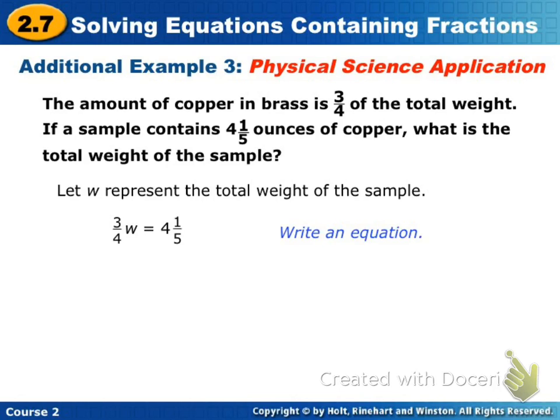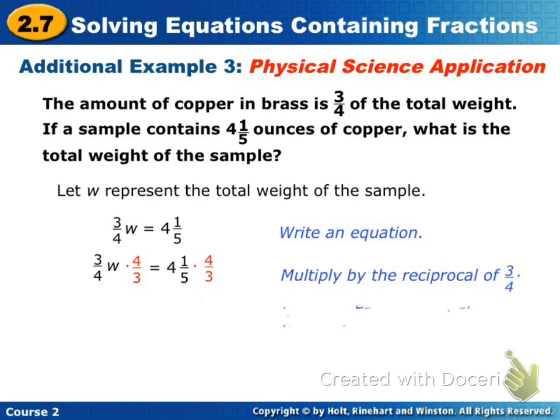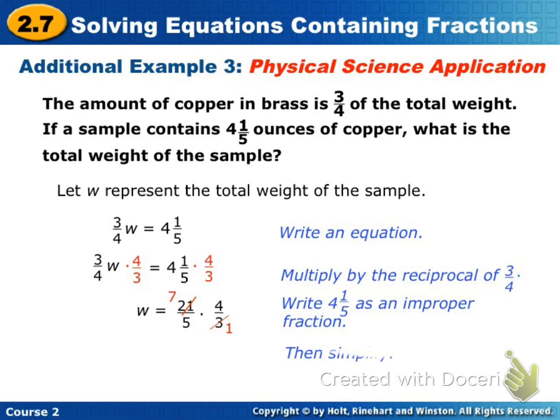So when you have a mixed number in a problem like this, remember you're going to want to change it to improper because you're going to be multiplying both sides by the reciprocal of 3/4. So you have to change 4 1/5 into an improper fraction. You can simplify. And then put your answer back into a mixed number.